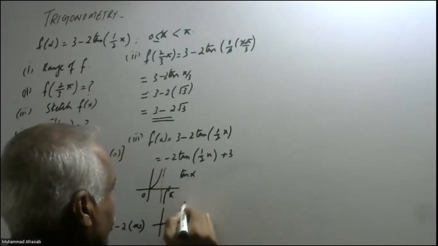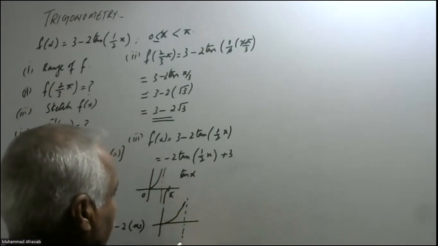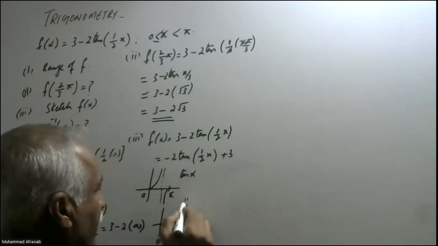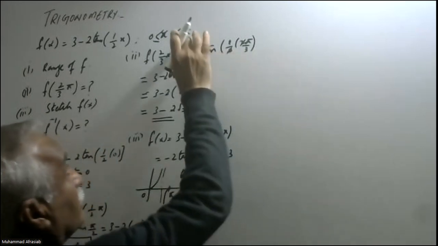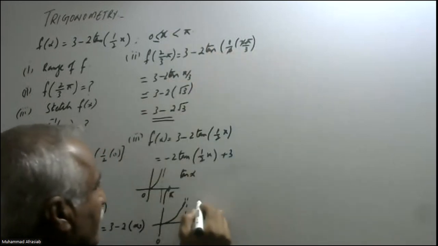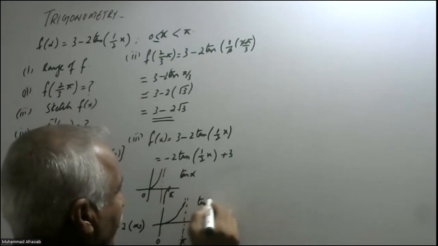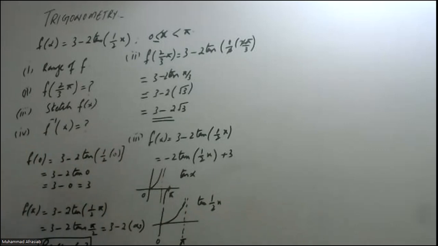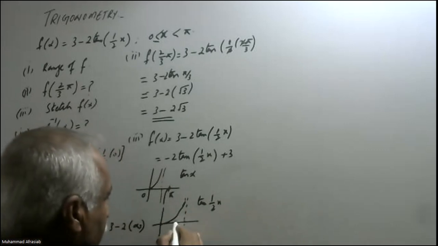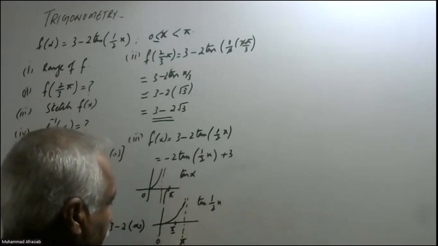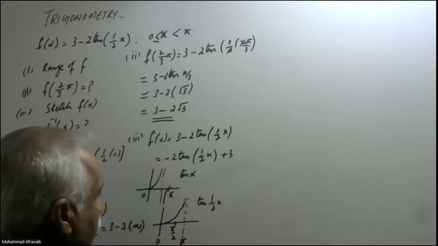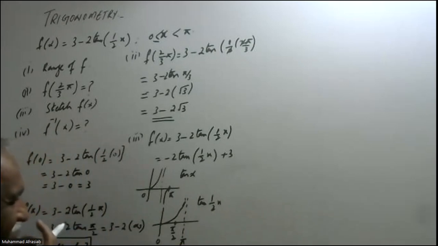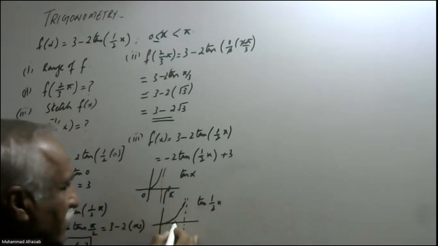So that means this value will now become pi there, because our range is 0 to pi. And this is the graph of tangent of half x. Then for this value, it is pi by 2, and this value is 1.